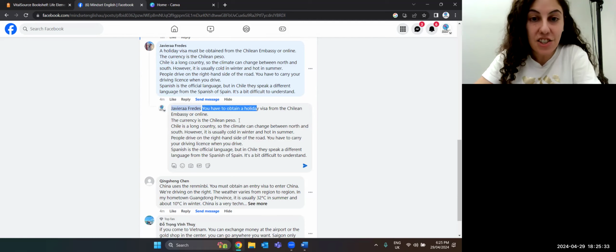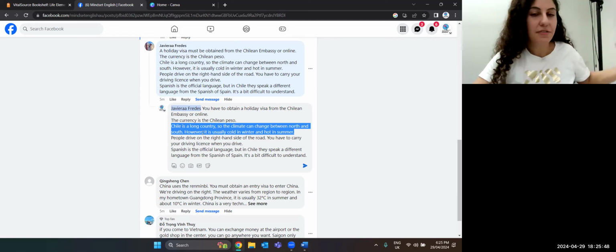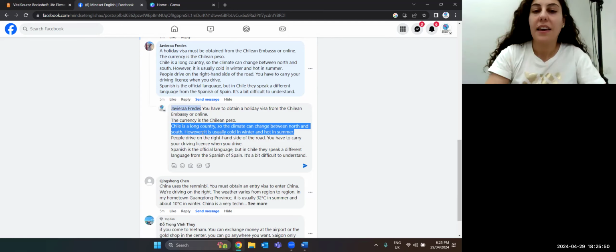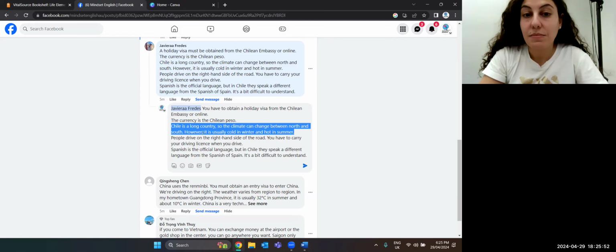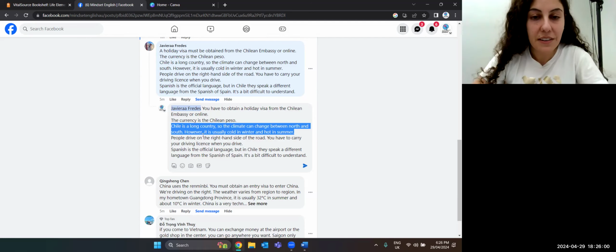The currency is the Chilean peso. Chile is a long country, so the climate can change between north and south. However, it is usually cold in winter and hot in summer. Okay, good. So I know the temperature, it didn't make us use have to, but I guess it's cold in winter, so I have to bring a jacket maybe, and hot in summer, so I have to bring light clothes in summer. Okay, jacket in winter, light clothes in summer.